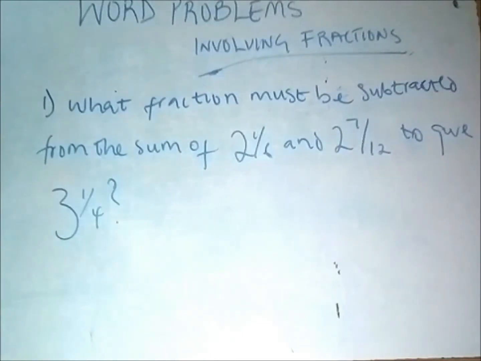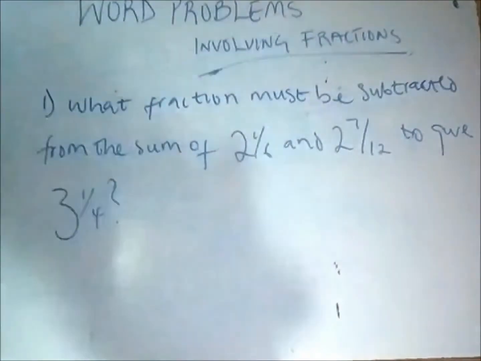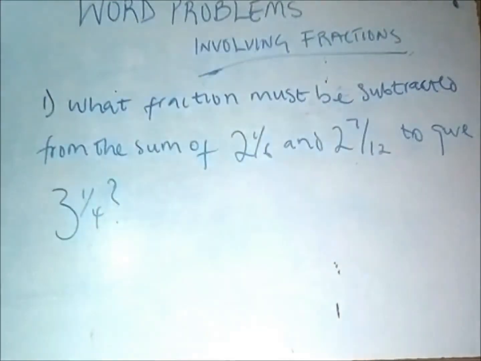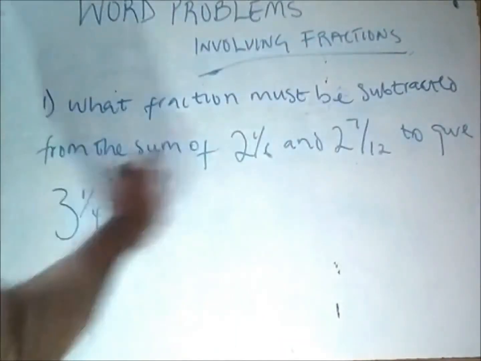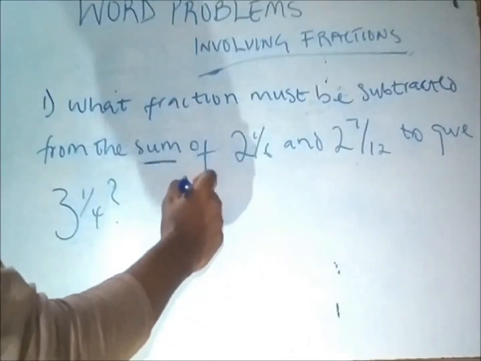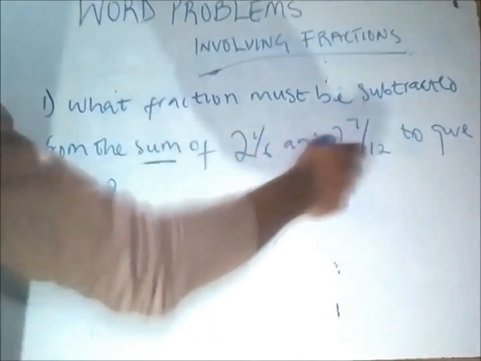If you notice, it's not just a direct expression to simplify. It's a statement that we have to interpret and find out the answer from what the statement is asking us to find. The interpretation is that we're looking for the fraction that must be subtracted from this and this to give this. The sum means addition, so we're looking for the fraction subtracted from the sum of this and this.